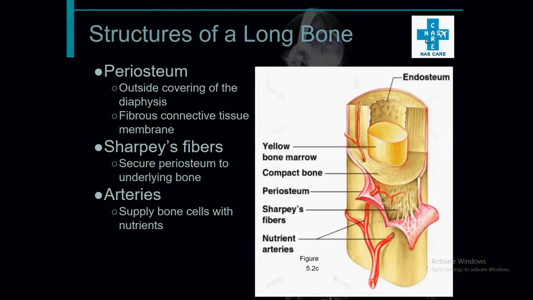The structures of a long bone: periosteum, Sharpey's fibers, and arteries. The periosteum is the outside covering of the diaphysis, a fibrous connective tissue membrane. Sharpey's fibers secure the periosteum to the underlying bone, and arteries supply bone cells with nutrition. Look at the arteries. They are nutrient arteries that give nutrition to the bone. Yellow bone marrow, endosteum, compact bone, periosteum, Sharpey's fibers, and nutrient arteries, as I told.